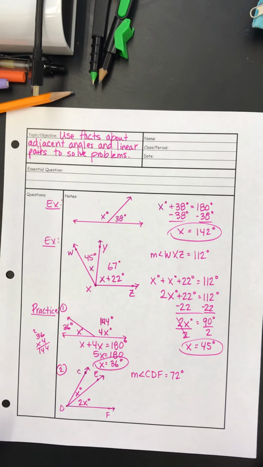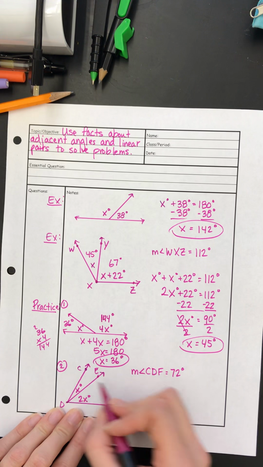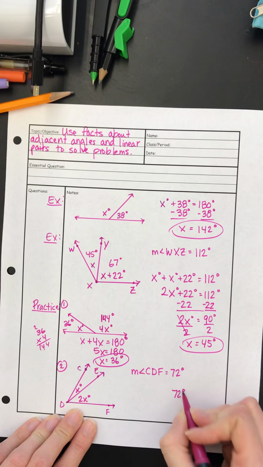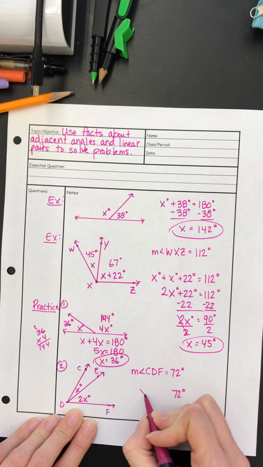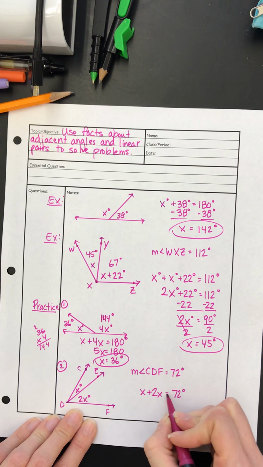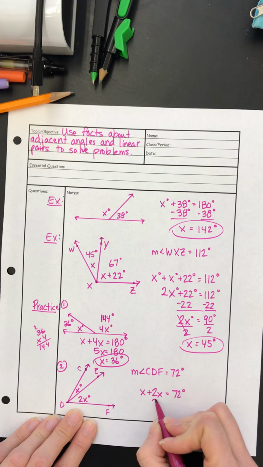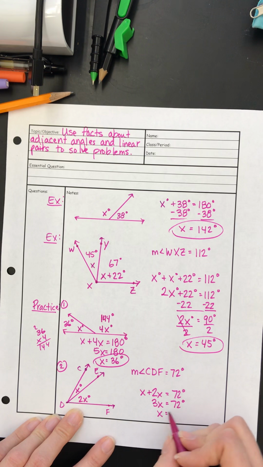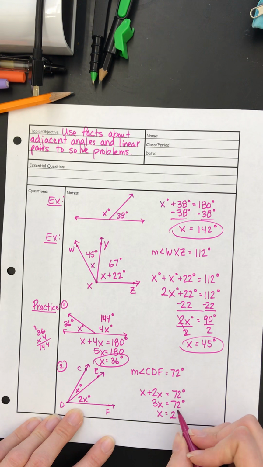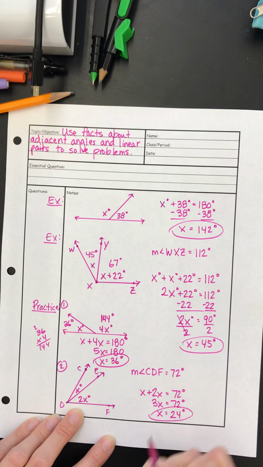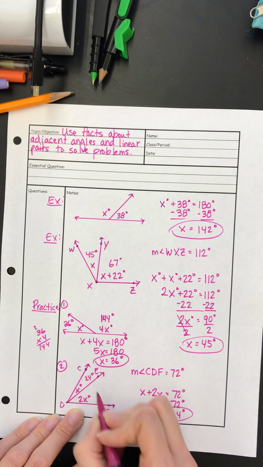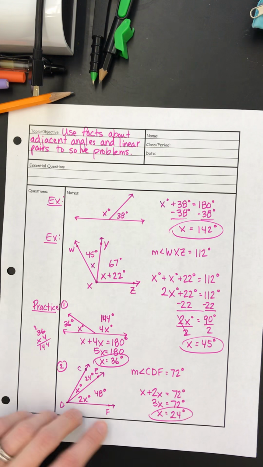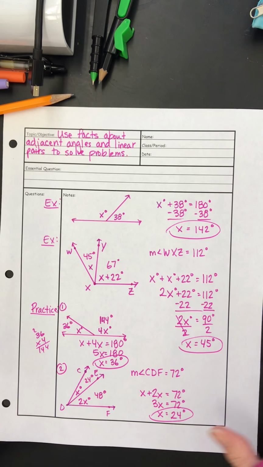Okay. Now let's look at the next one. We know that this whole thing is 72 degrees, and you have this angle plus this angle is equal to 72 degrees. So this is combining like terms, and then go ahead and solve for your variable. This is going to be 24 degrees. Okay, which means this is 24 degrees and this is 48 degrees. Okay, if you get a chance, we're going to wrap it up for today.